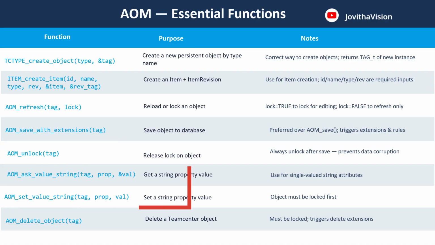AOM_ask_value_string and AOM_set_value_string. These read and write string properties on an object. Remember, the object must be locked before you set any values. AOM_delete_object. It deletes the object. It must be locked first. So the core cycle to remember is lock, modify, save and unlock. Every AOM operation follows this pattern.